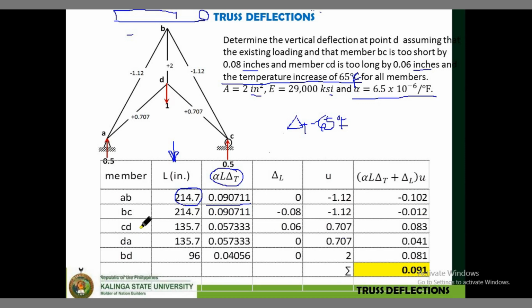For CD, 6.5 times 10 raised to negative 6 multiplied by 135.7 multiplied by 65, that is equal to 0.057333. Kindly double check. Do not just merely look at your screen. Kindly get your calculators and double check if these values are correct.